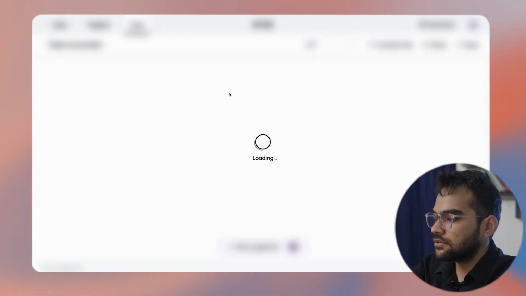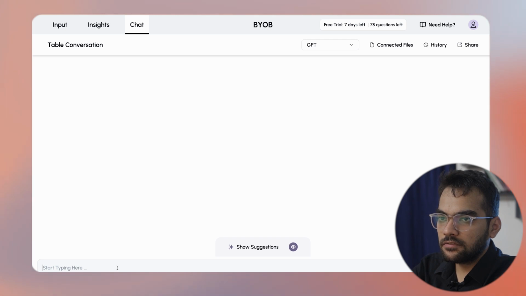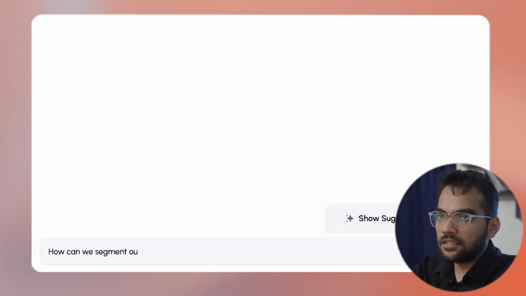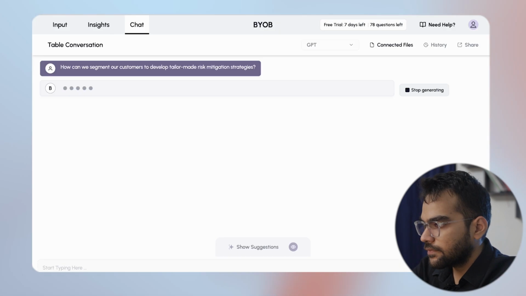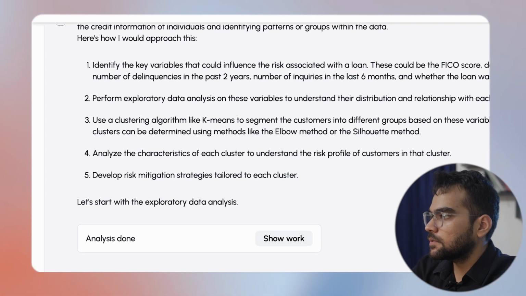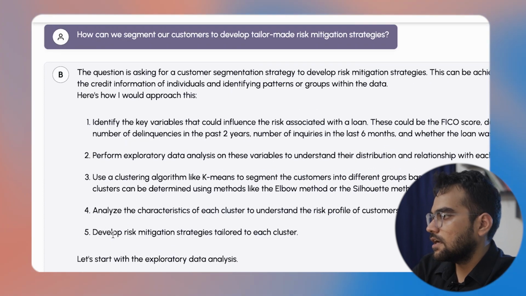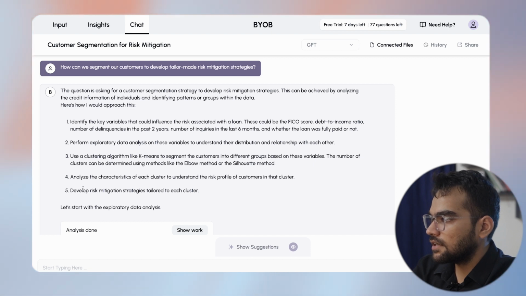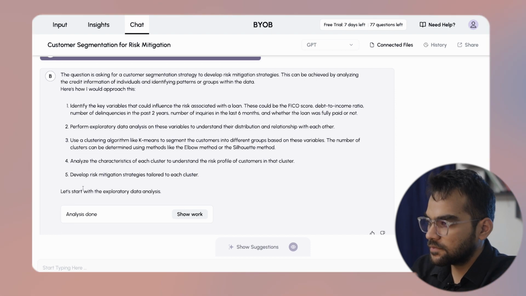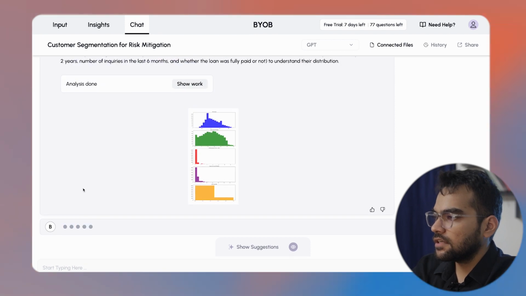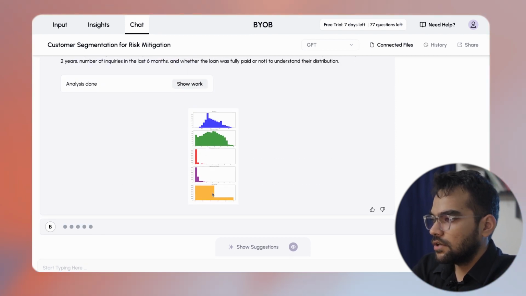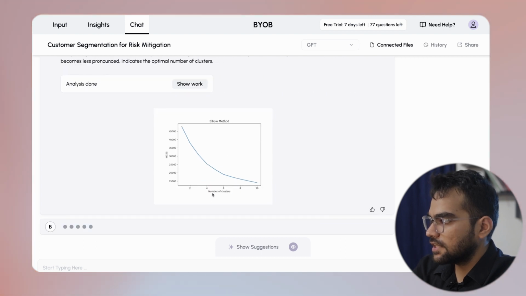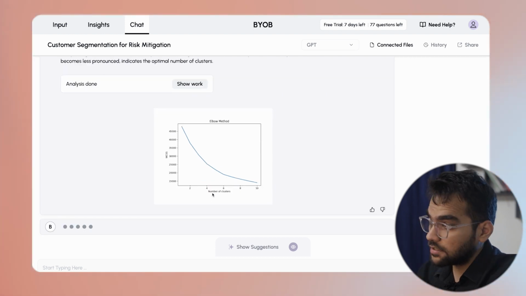I'll ask a question about customer segmentation first: how can we segment our customer base to develop tailored risk mitigation strategies? BYOB is saying that it will start by identifying some key variables and then perform exploratory data analysis, followed by a clustering algorithm, and then analyze each characteristic and develop risk mitigation strategies for each of these customer clusters. Alright, so we have three different customer cohorts.